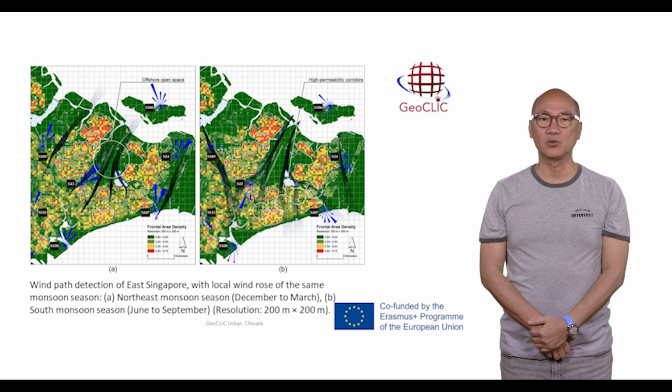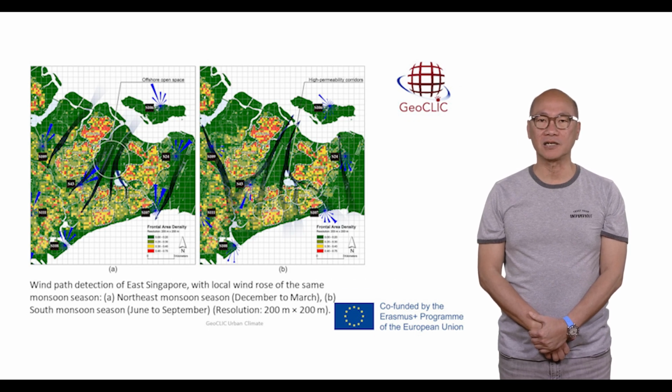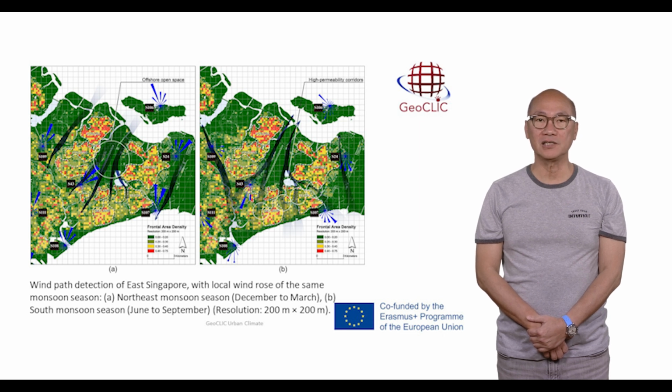This figure shows the wind path detection of East Singapore with local wind rows of the same monsoon season. First is the northeast monsoon season from December to March. Second is the south monsoon season from June to September. The resolution of the map is 200 by 200 meters.